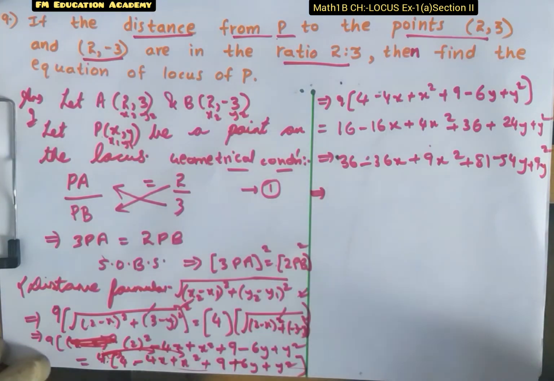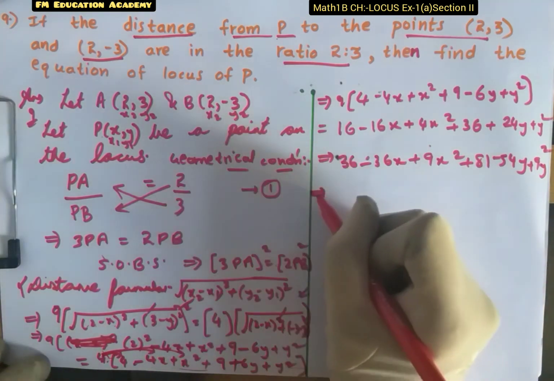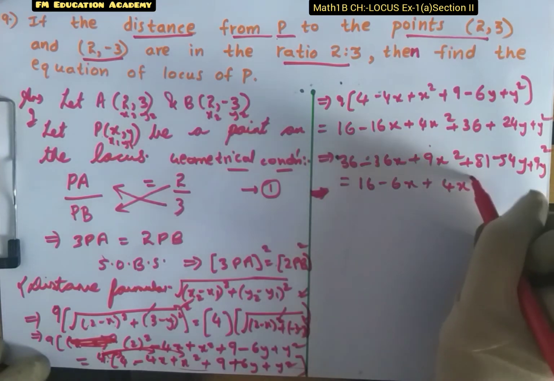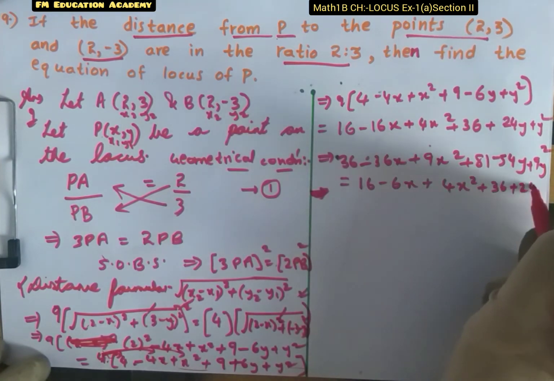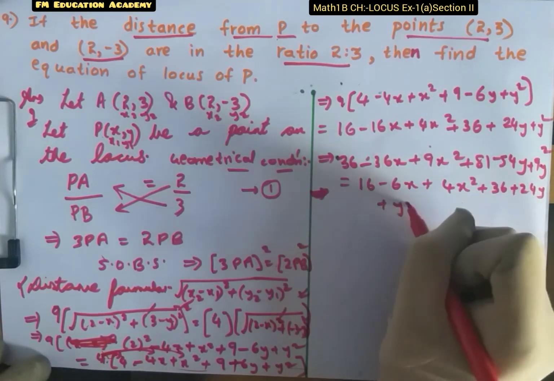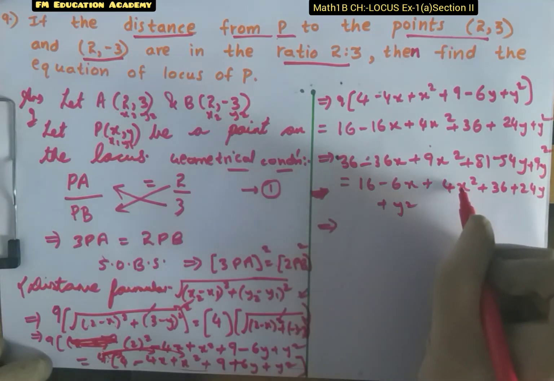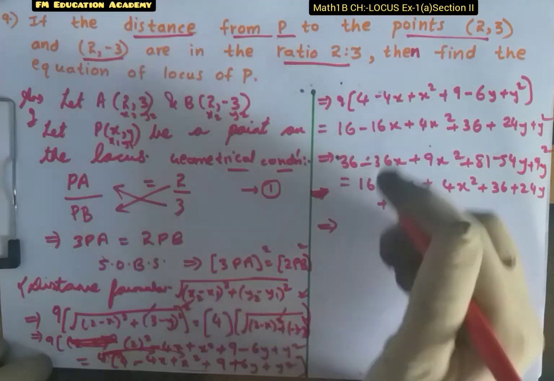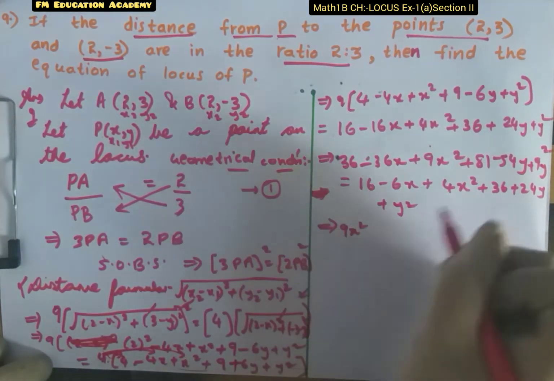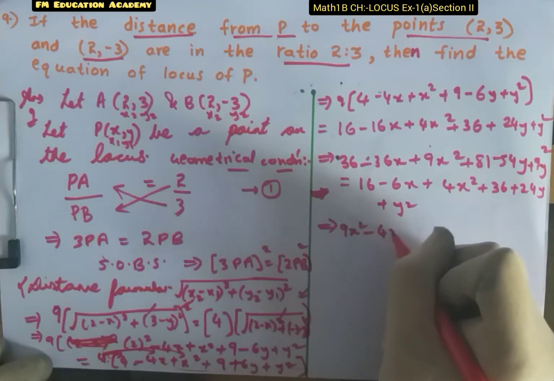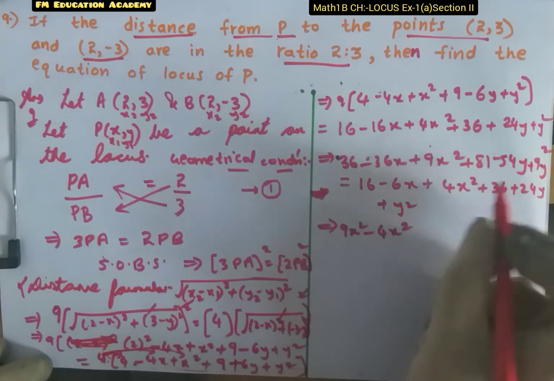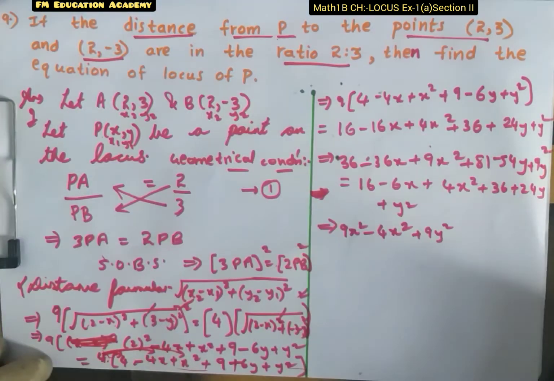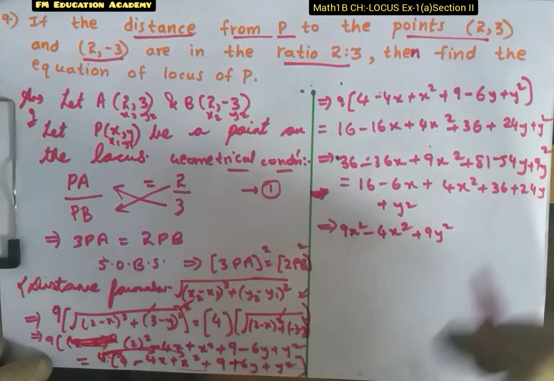Now this is equal to 16 minus 16x plus 4x square plus 36 plus 24y plus 4y square. Here we have 4x square, and here we have 9x square. So what we'll do is send these RHS terms to that side. So 9x square as it is, minus 4x square as it comes to this side. Here we have plus 9y square, and we'll send the 4y square to that side. This has to be 5y square, right?